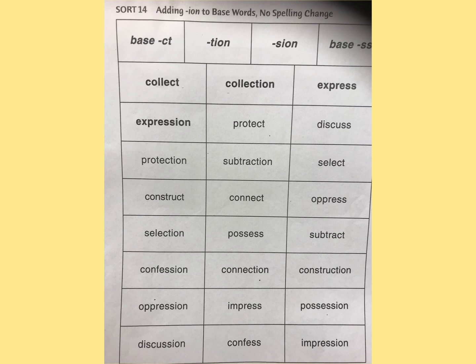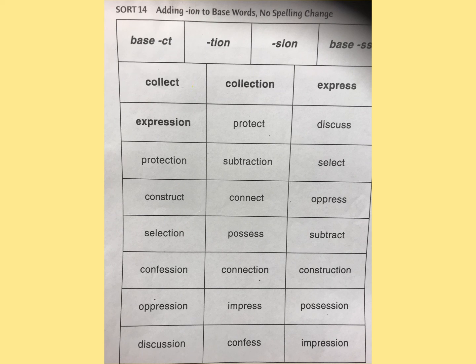This week we're going to be looking at base words that end in CT and SS, and what happens to those words when you add TION or SION, making the shun sound at the end of the word. So let's go ahead and read through the words, and then we will do some color coding to see what our groupings are this week.